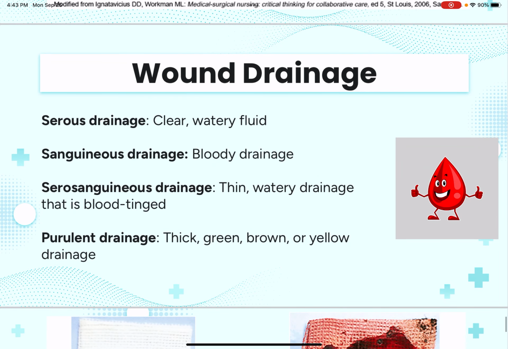There are a couple ways that we look at wound drainage. Serous drainage is clear, watery fluid. Sanguineous drainage is bloody drainage. Serosanguineous drainage is thin, watery drainage that is blood-tinged, and purulent drainage is thick green, brown, or yellow drainage.